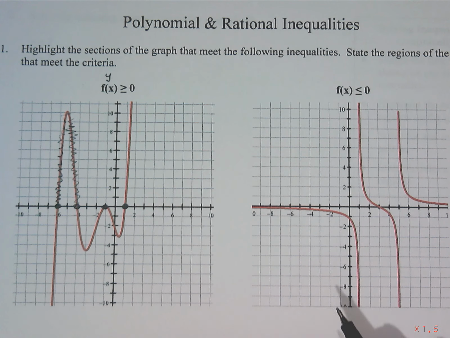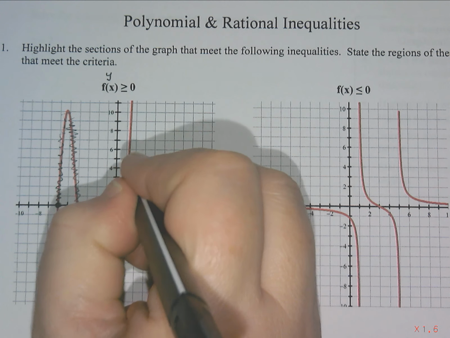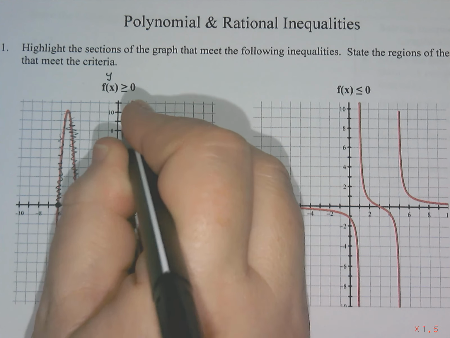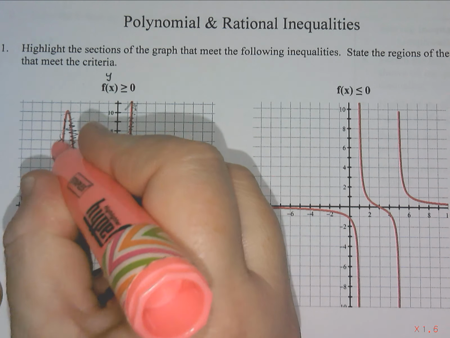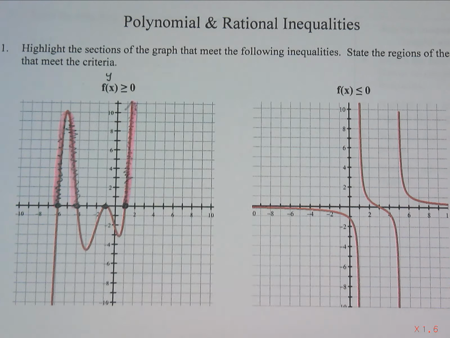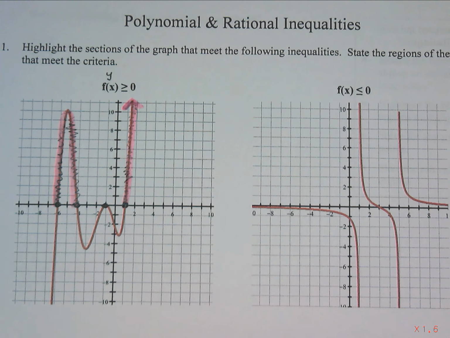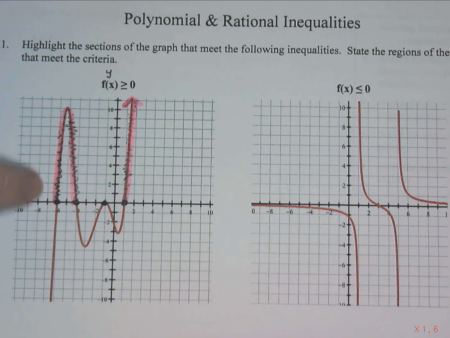It is also bigger than 0 in this section over here, where all of those y values are positive. Didn't show up very well, so I'm going to just go over that with my highlighter. Okay, so it equals 0 at each of my x-intercepts, and it is bigger than 0 in those sections that I highlighted. So I do need to state those regions.